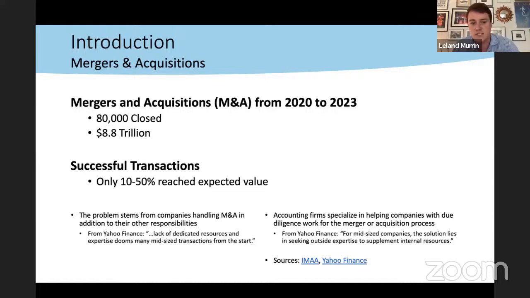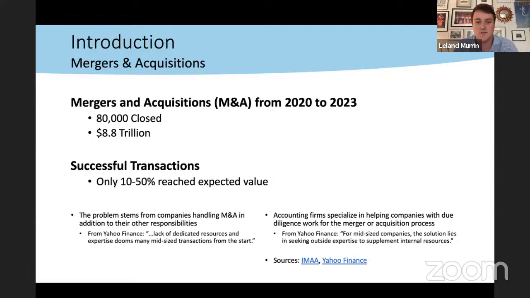This is distinct from successful transactions, which were measured in whether or not the two companies that were merged ended up reaching an expected value higher than what they would have been expected to reach individually. So only about 10 to 50% of them reached expected value. So it's a large problem in the industry.